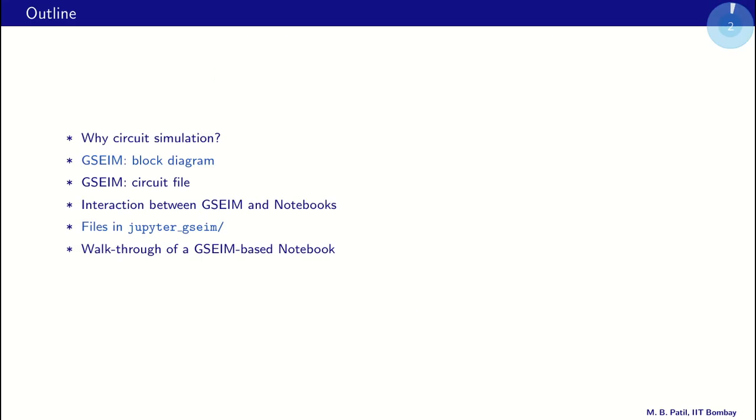Here is the outline of this presentation. First, we will look at why we need circuit simulation at all for this purpose. Next, we will look at a circuit simulator called GSEIM, the one that we are going to use in this work. We will look at the block diagram of GSEIM. We will also look at the circuit file, the format of the circuit file or netlist that is required to run GSEIM.